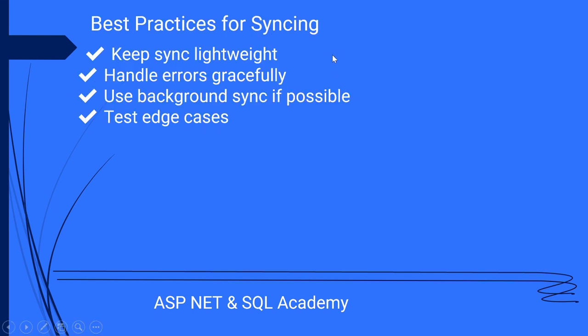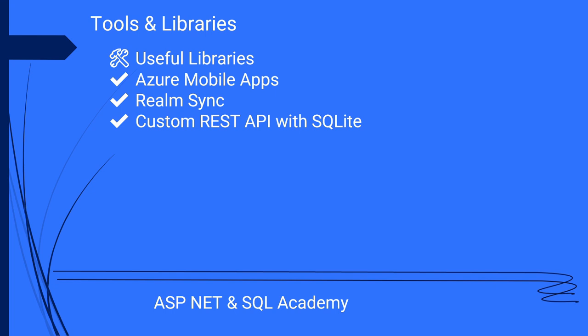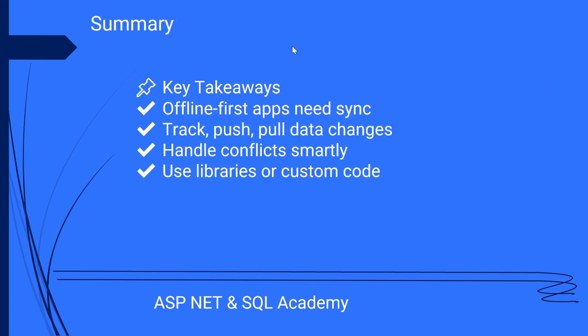Efficient syncing ensures smooth UX. Always test under slow or flaky network conditions. You can leverage libraries like Azure Mobile Apps or Realm for easier sync or build custom solutions. Syncing data is vital for modern apps, especially with intermittent connectivity.